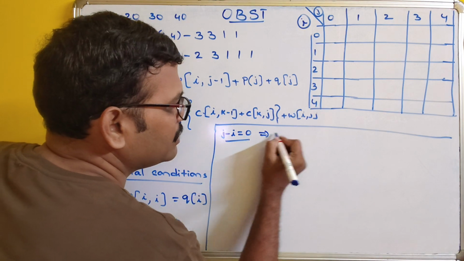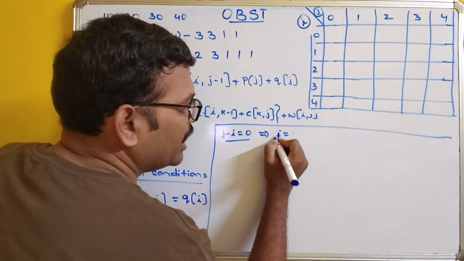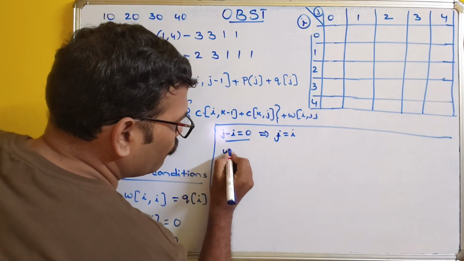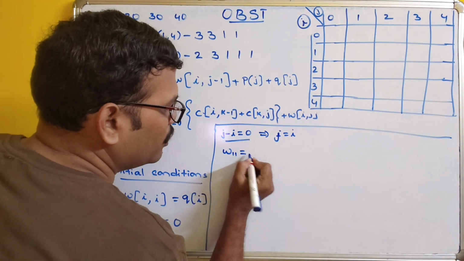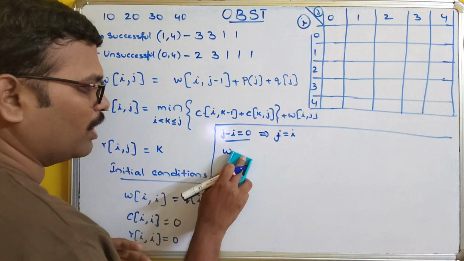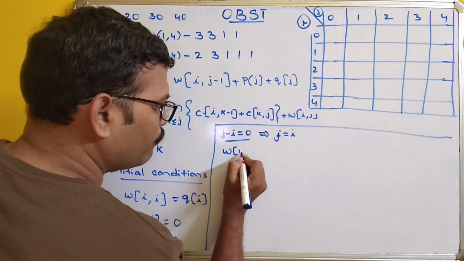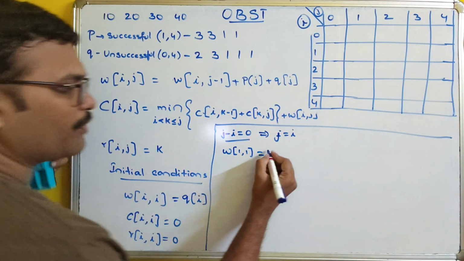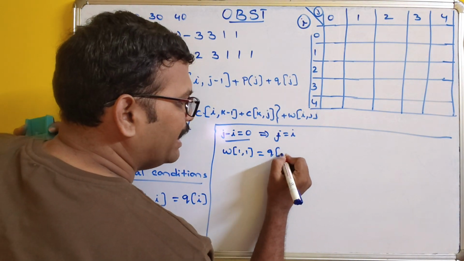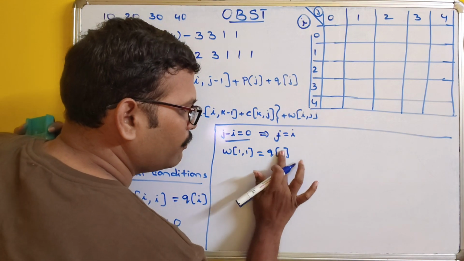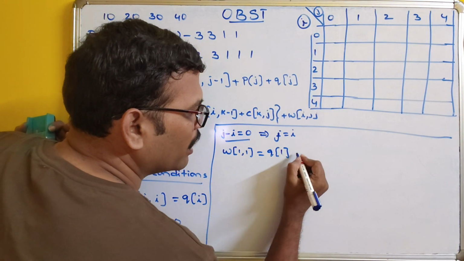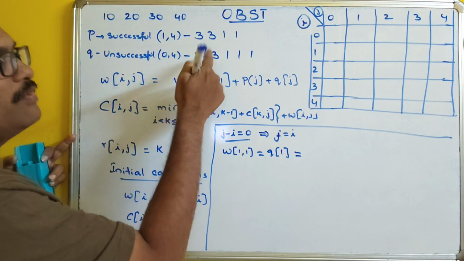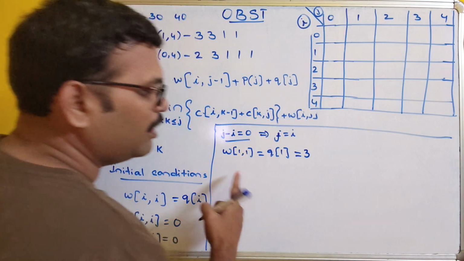So this implies j is equal to i. So we'll get W of 1, 1, where i is equal to j. Okay, so what is the value Q of i? That means Q of 1. So what is the Q of 1? See, 0 and 1. Q of 1 is 3. So 3 will be the weight.